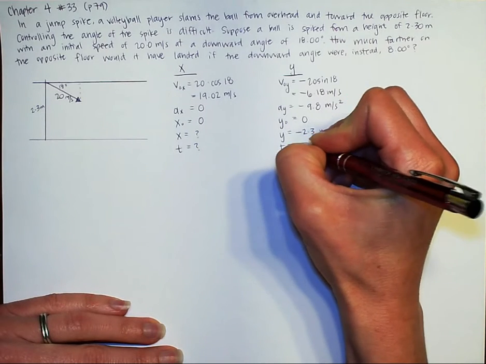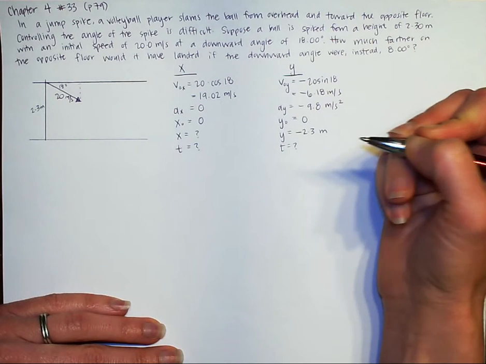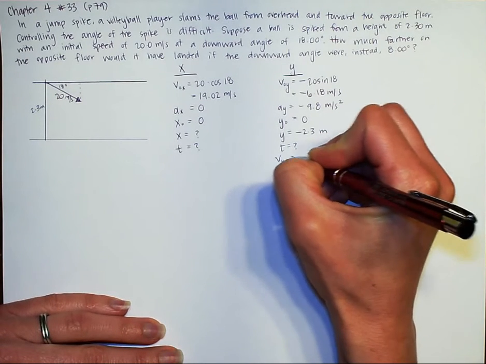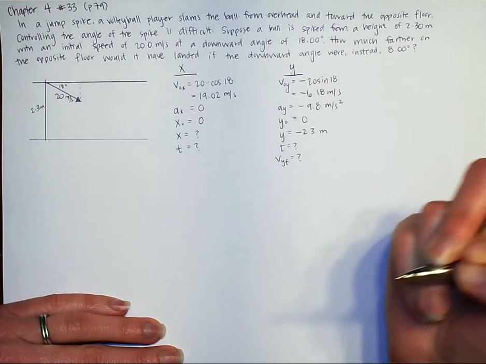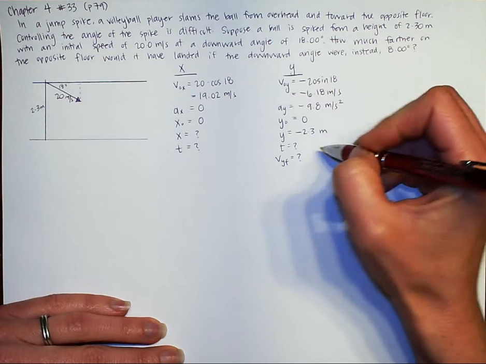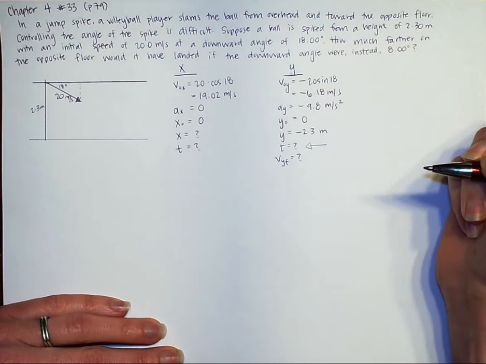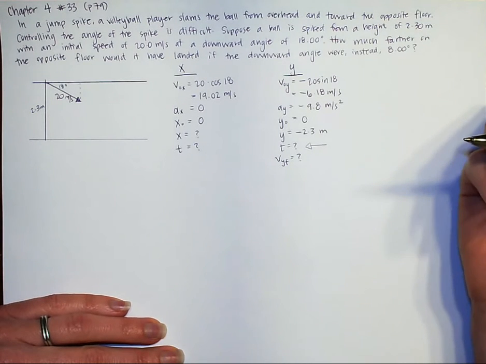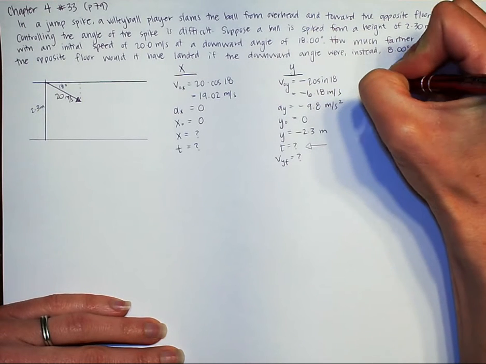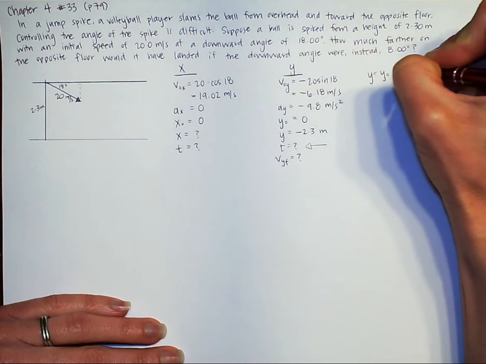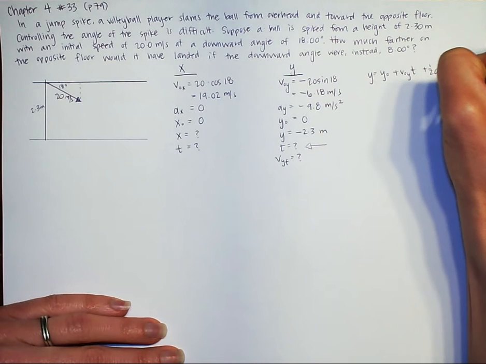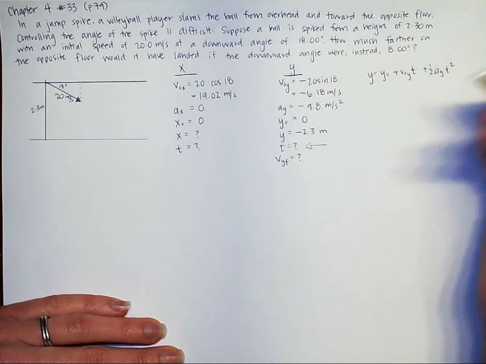Again, we don't know our time, but we wish we did. And we also don't know our final y velocity, which we will figure out in just a minute, and I'll show you why. So my first goal right here is to figure out the time that it takes. And there's a couple different ways of going about this. First, we could try using this kinematic equation, y equals y naught plus v naught y t plus 1/2 a y t squared. And this actually will work fine.